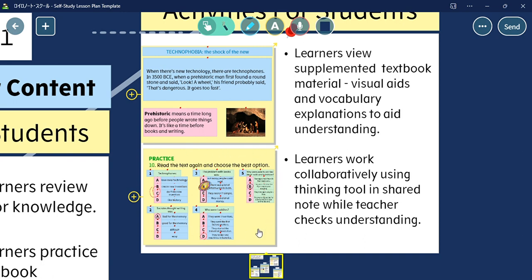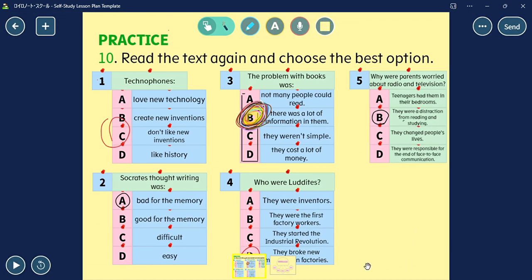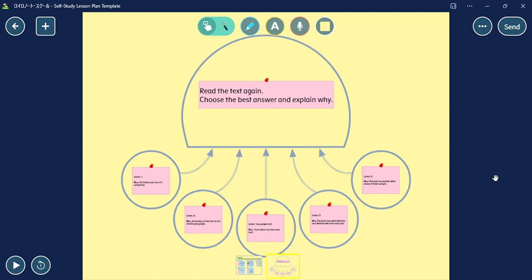So first they had to identify which were the correct answers. After that, they were tasked with using this thinking tool. They chose one question and then wrote in greater detail as to why they think it was the best answer. And as learners were working on this together, they could pool their resources and had the opportunity to both help but also challenge one another in their learning.